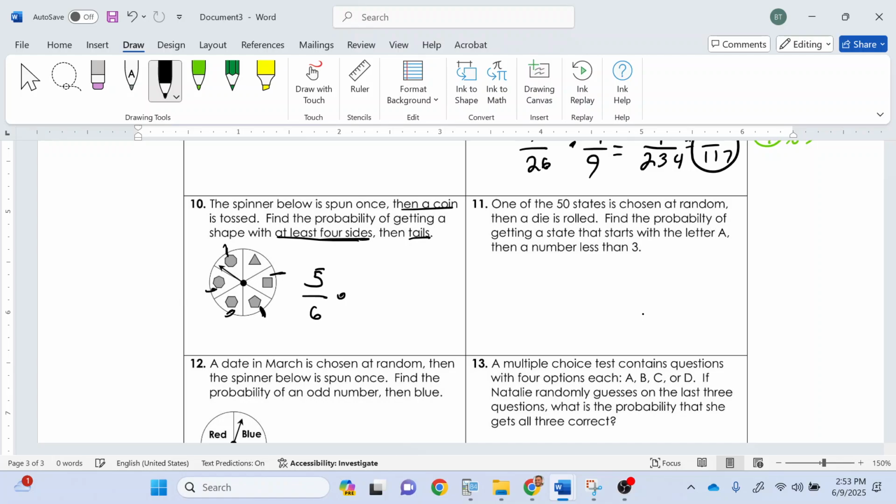Then I flip a coin. To get tails, I have 1 tails on 2 sides of the coin. So I get 5 over 12. You should check if you can simplify, but you can't simplify, so it's just 5 over 12.